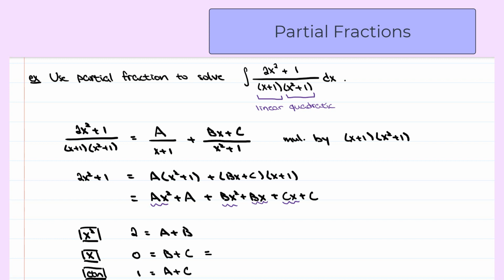From the second equation, we get that b is negative c. And we substitute this in the first equation. 2 equals a minus c. Now let's add this equation with this equation. Equation 1 plus equation 2, we'll get 3 equals 2a. So a is 3 over 2.